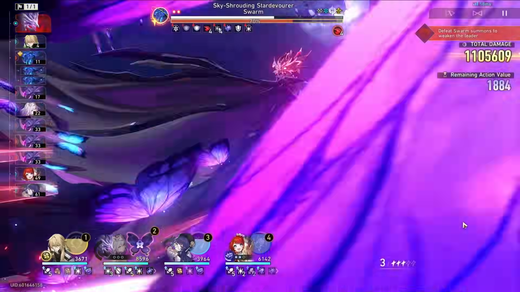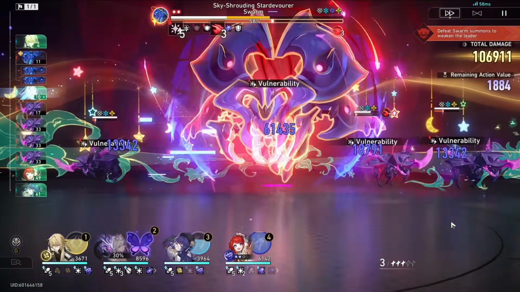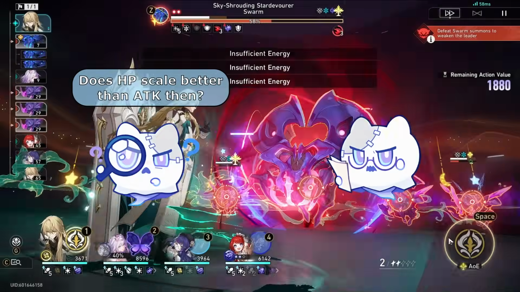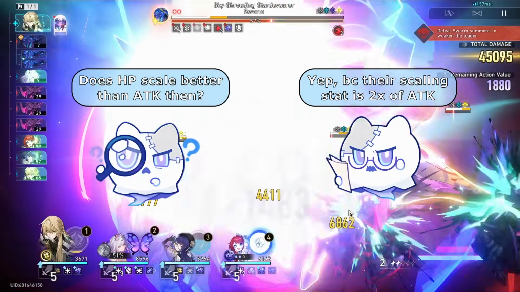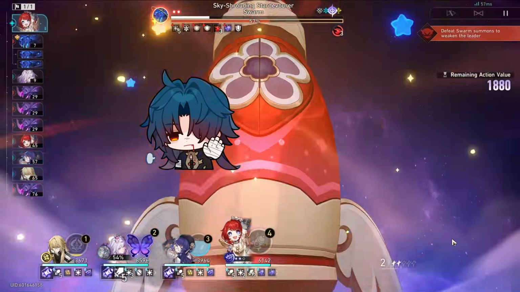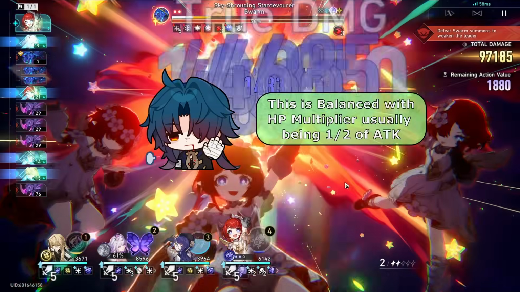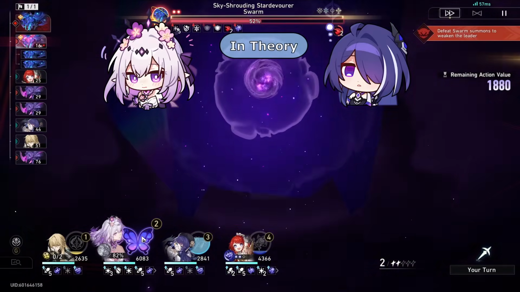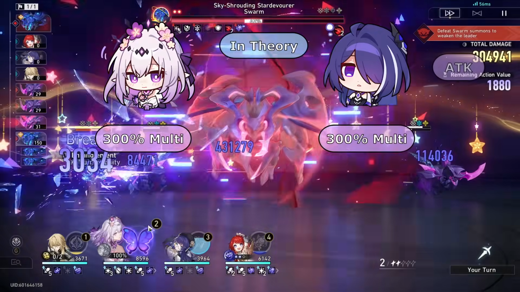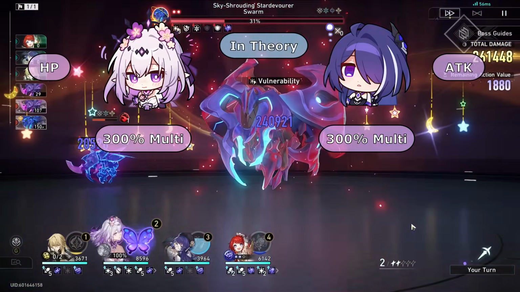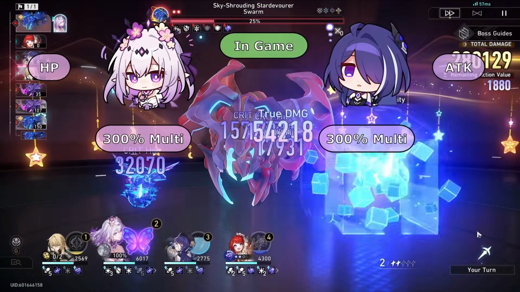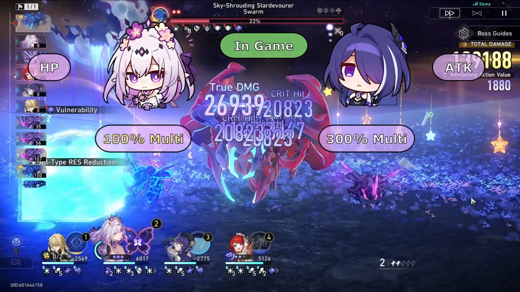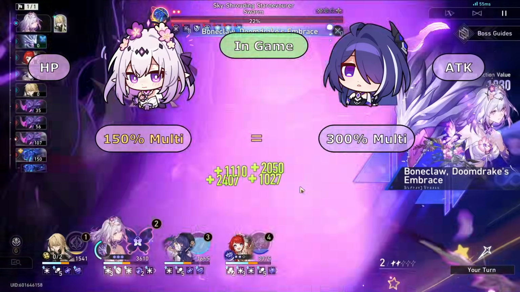But this is where the story ends, right? No, not quite yet. We still have some questions to answer, such as, does HP scale better than attack? The answer is yes, as they get double the stat to scale off of as opposed to attack. But this is however balanced out with the fact that HP scaling is generally half of what attack scalers would have. So, if two units were to have a 300% multiplier, but one is of attack and another of HP, the HP scaler would deal double the damage. But in game, the attack scaler would have a 300% multiplier, while the HP scaler would have a 150% multiplier, so it all balances out.